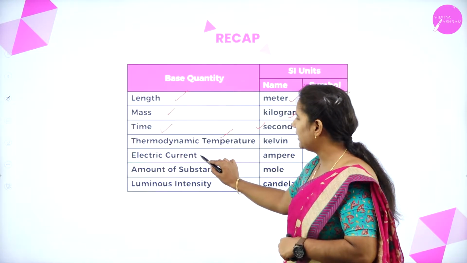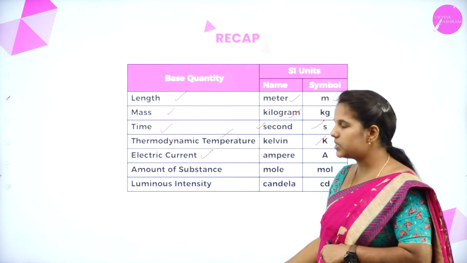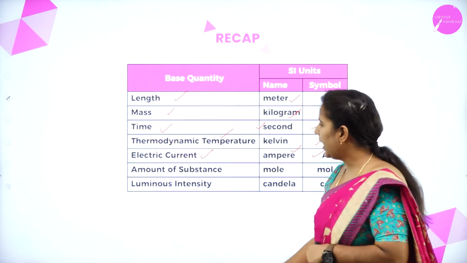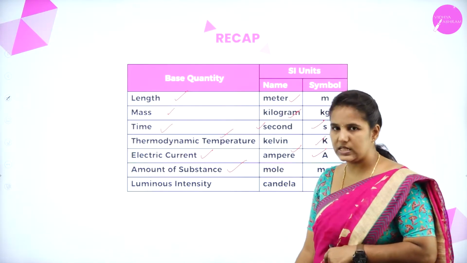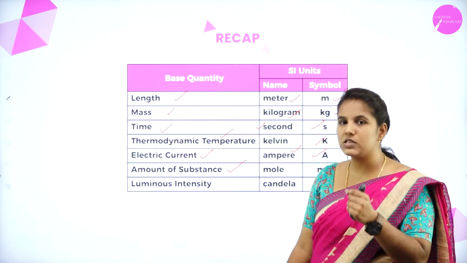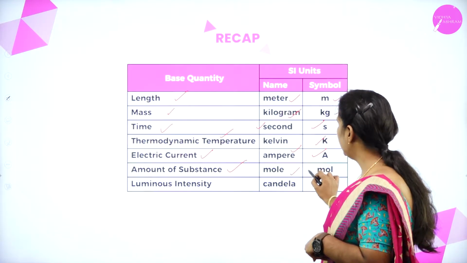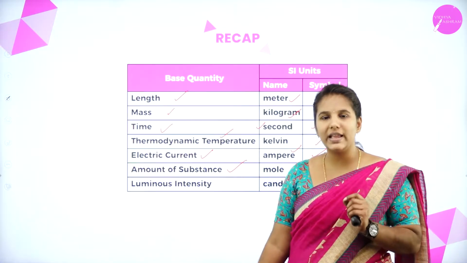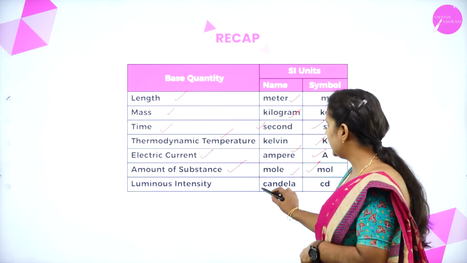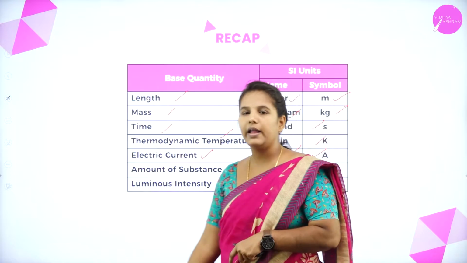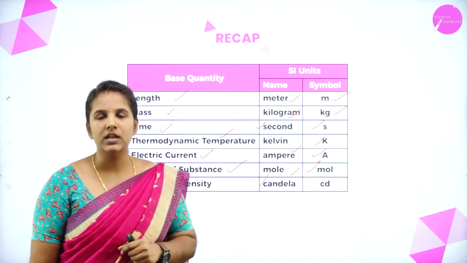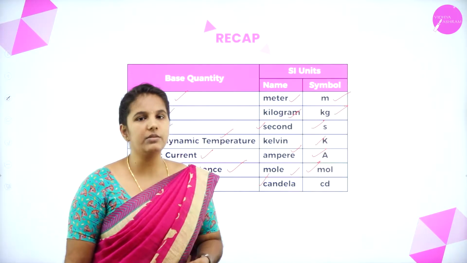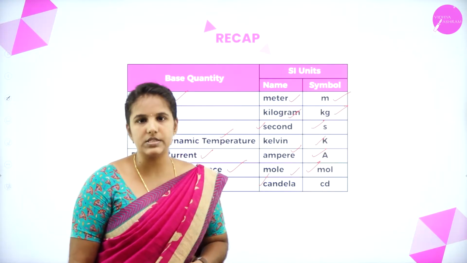Coming to electric current, it will be measured in ampere, and that is A. Coming to the amount of substance, it is expressed in mole, and the symbol is mol. And the last one is luminous intensity, which is measured in candela, and the symbol is cd. So this is how we have understood how measurement is done in chemistry.